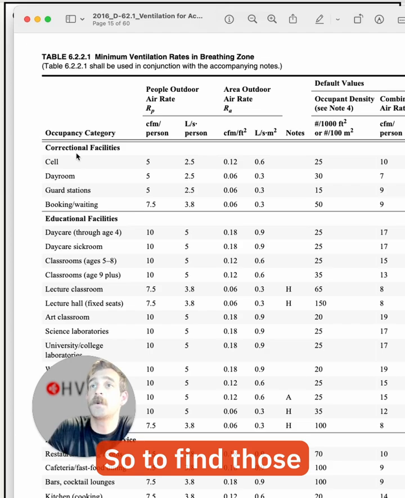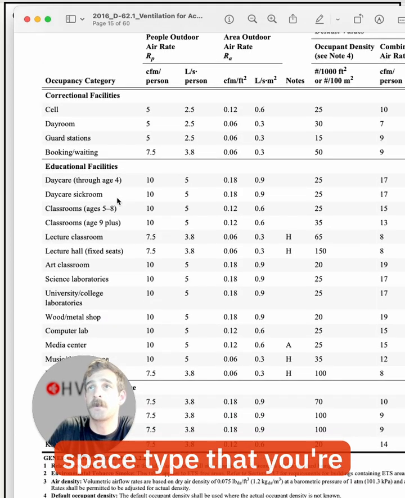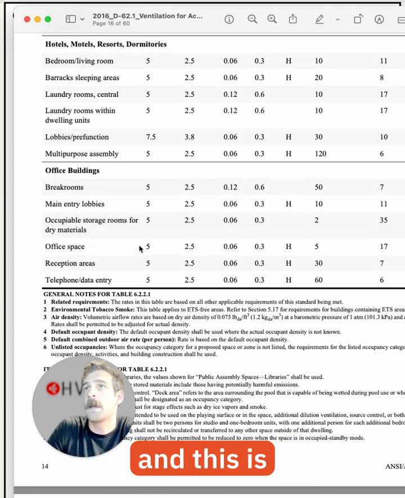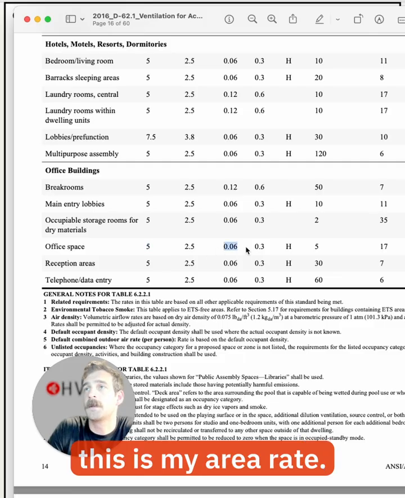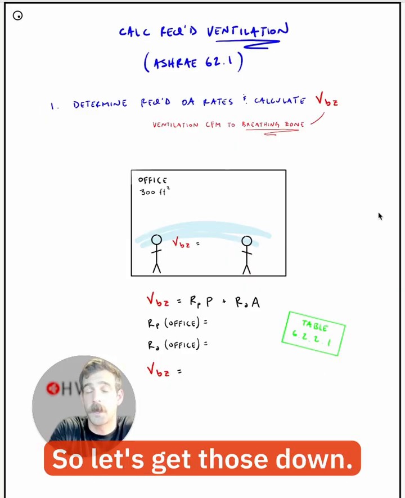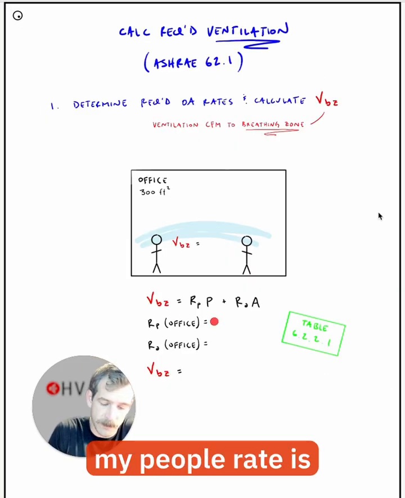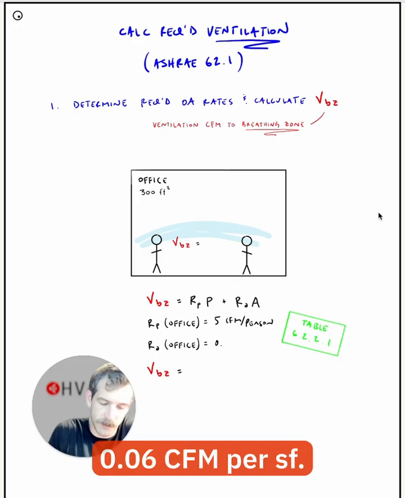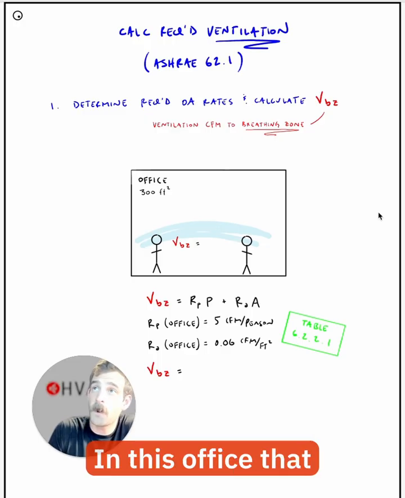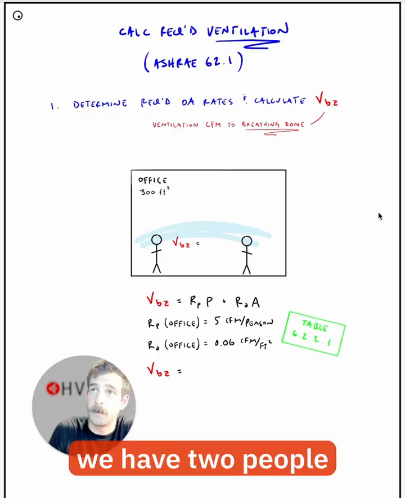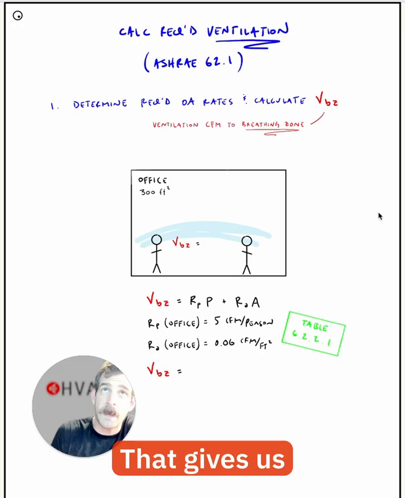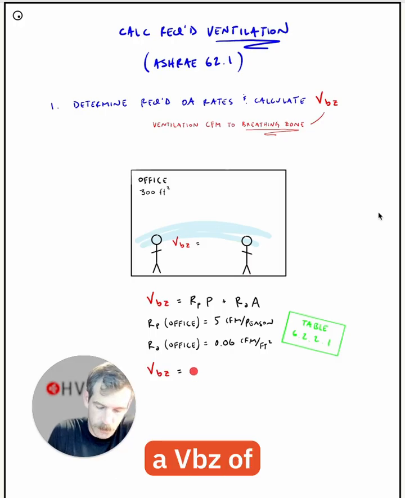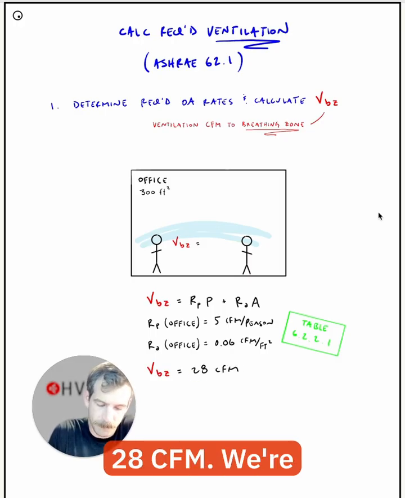So to find those rates, you would find the space type that you're calculating for, say an office space. And this is my people rate, this is my area rate. So let's get those down. For an office, my people rate is 5 CFM per person, and my area rate is 0.06 CFM per square foot. In this office that I've drawn here, we have 2 people in 300 square feet. That gives us a VBZ of 28 CFM.